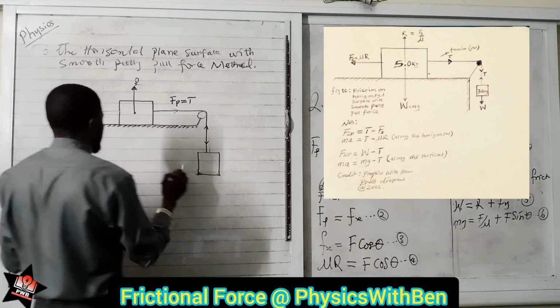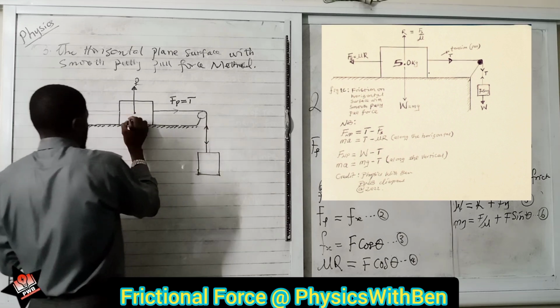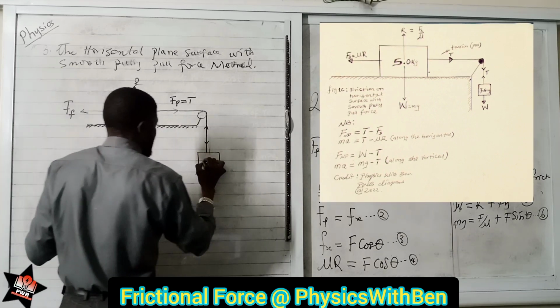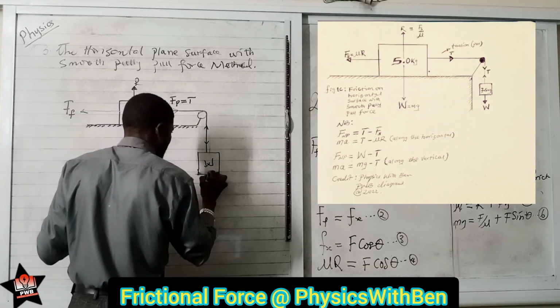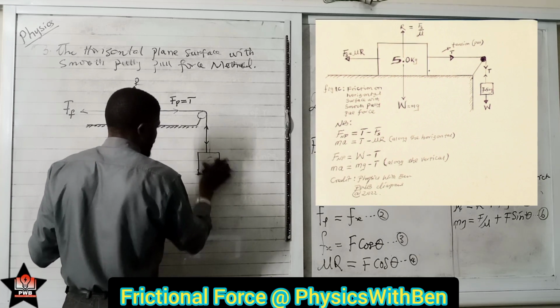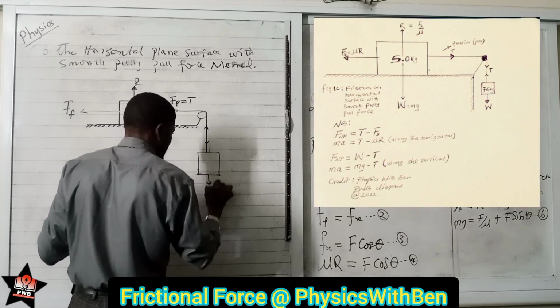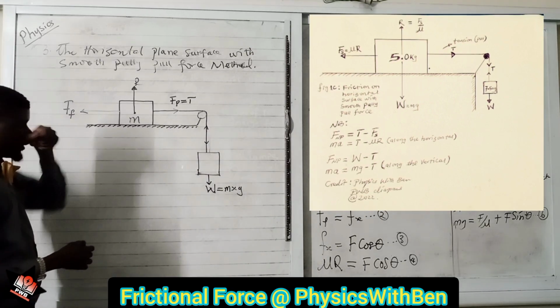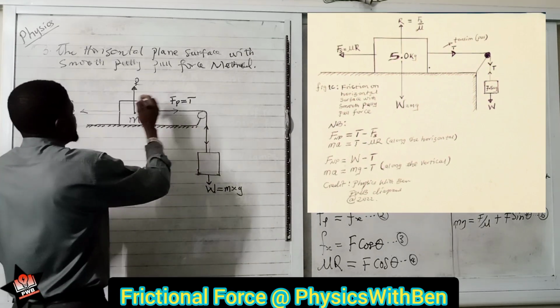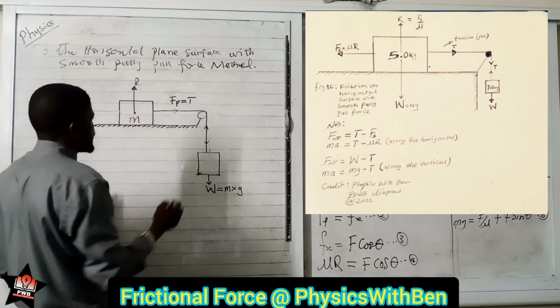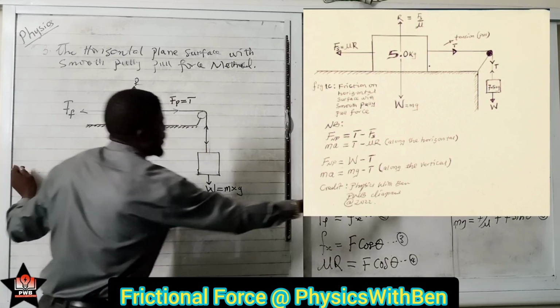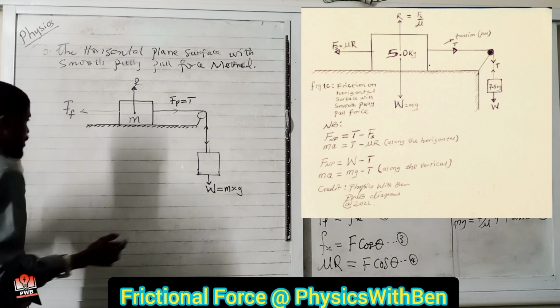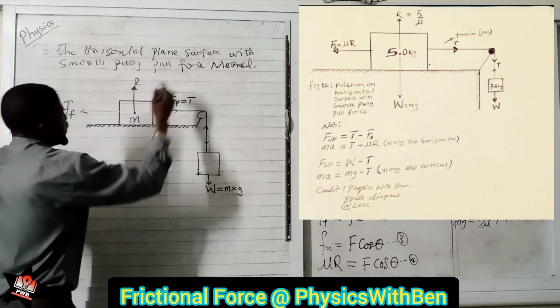Good. So this is a body of mass m, and then this is my weight acting in this direction. Mass times gravity. So I'm going to have exactly what I have here, but now in a different way.